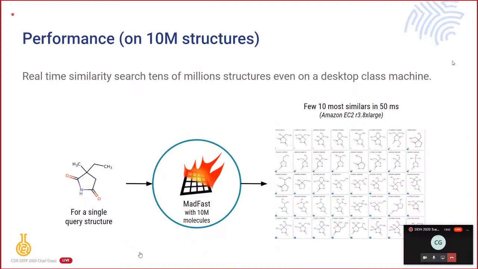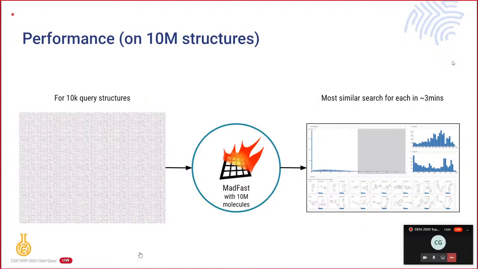Searching for a single query structure against a 1 kbit binary fingerprint on this mentioned Amazon EC2 R3.8xlarge machine takes around 50 milliseconds. Searching 10K query structures and fetching the most similar target from this 10 million hypothetical dataset can be run in 3 minutes, and after that you can use or post-process the results. At the end of this presentation, I will give an introduction on how such post-processing can be done.